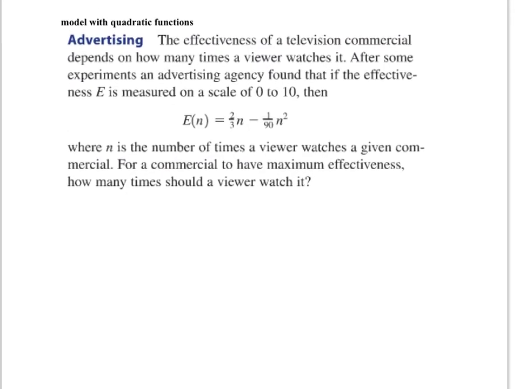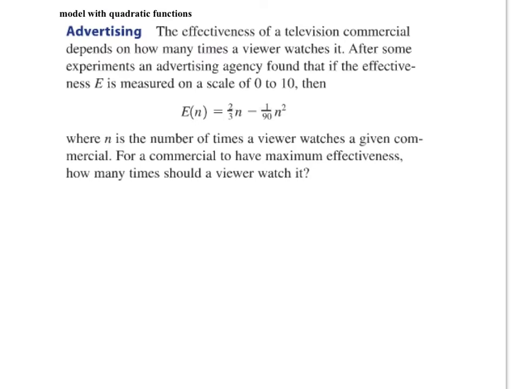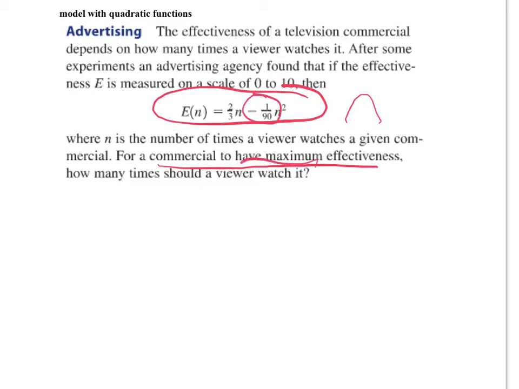So I know you want to talk about this one. So remember, this function just measures the effectiveness of a commercial, and it depends on the number of times that you have watched the commercial. So we basically want to maximize the effectiveness. We want the maximum value of this function. So the maximum value is going to be at the vertex if the parabola opens down. Well, we can see this one opens down because a, the coefficient here, is negative. So we do have a maximum, so we'll find the maximum. The maximum is at the vertex. We find the x-coordinate of the vertex by using minus b over 2a.